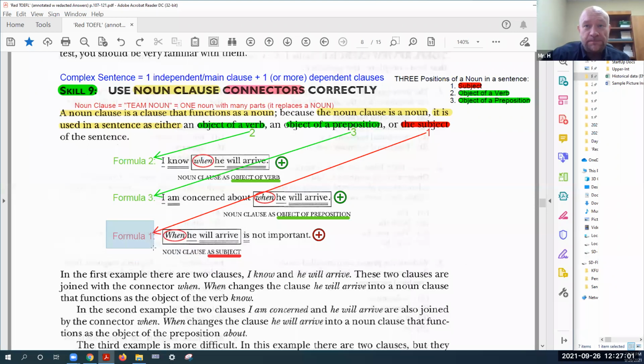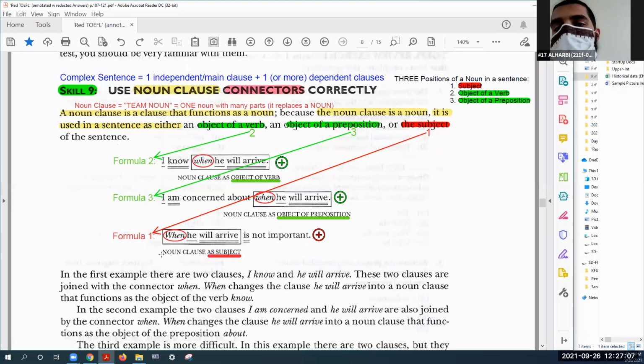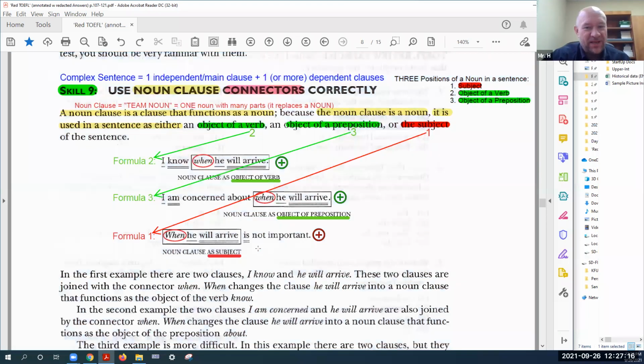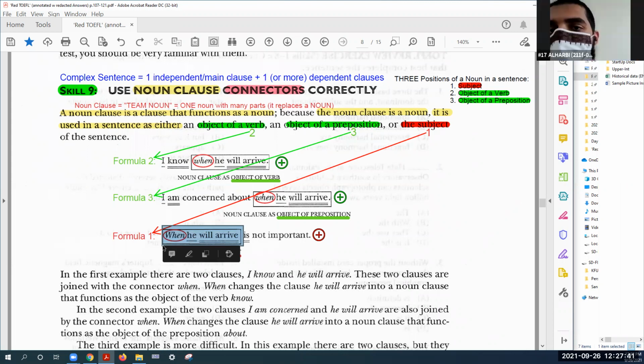What is Formula 1? Noun clause as a subject. Oh, this is complicated. Why is this a subject? Let's read the example. "When he will arrive is not important." Let's switch this to his arrival time. Go ahead. "His arrival time is not important."